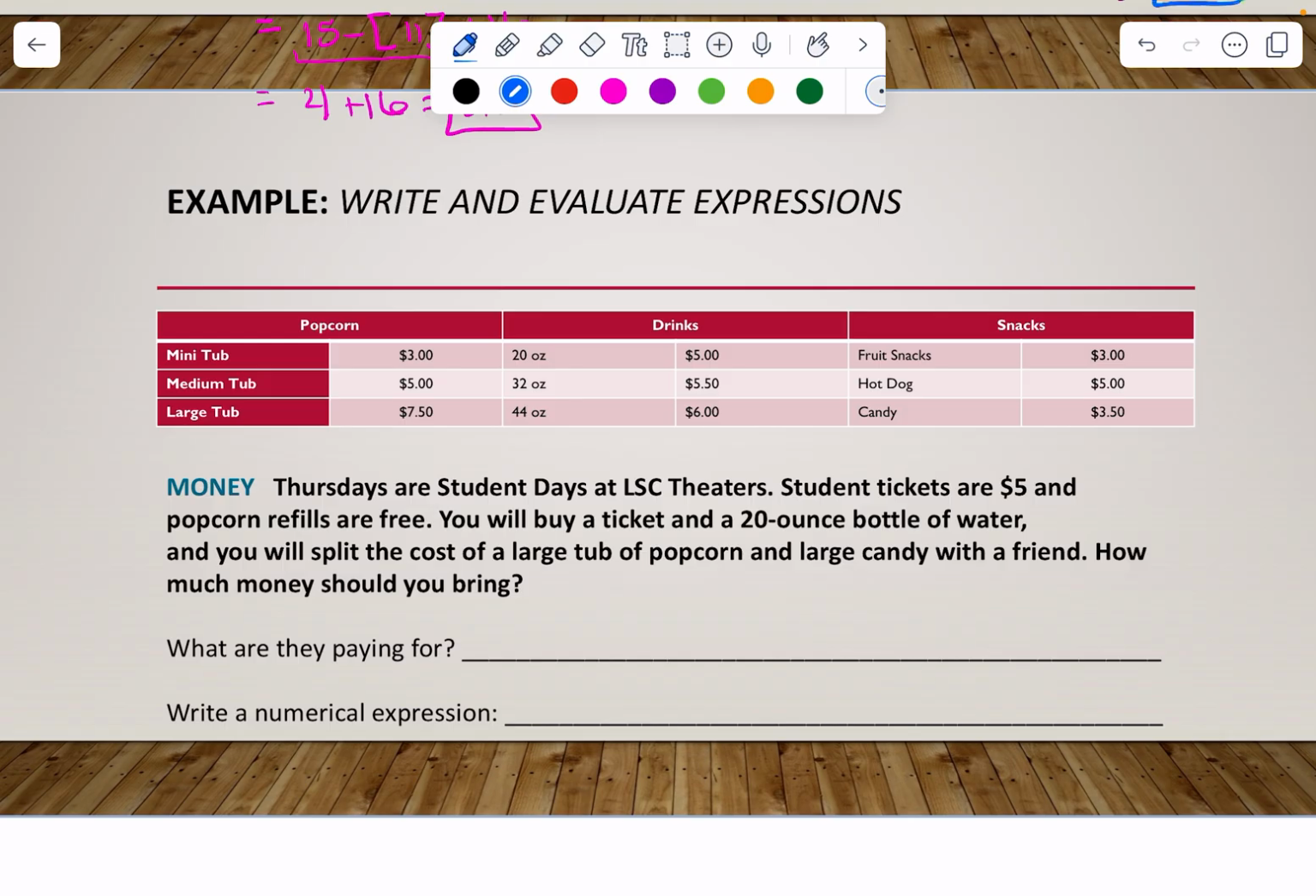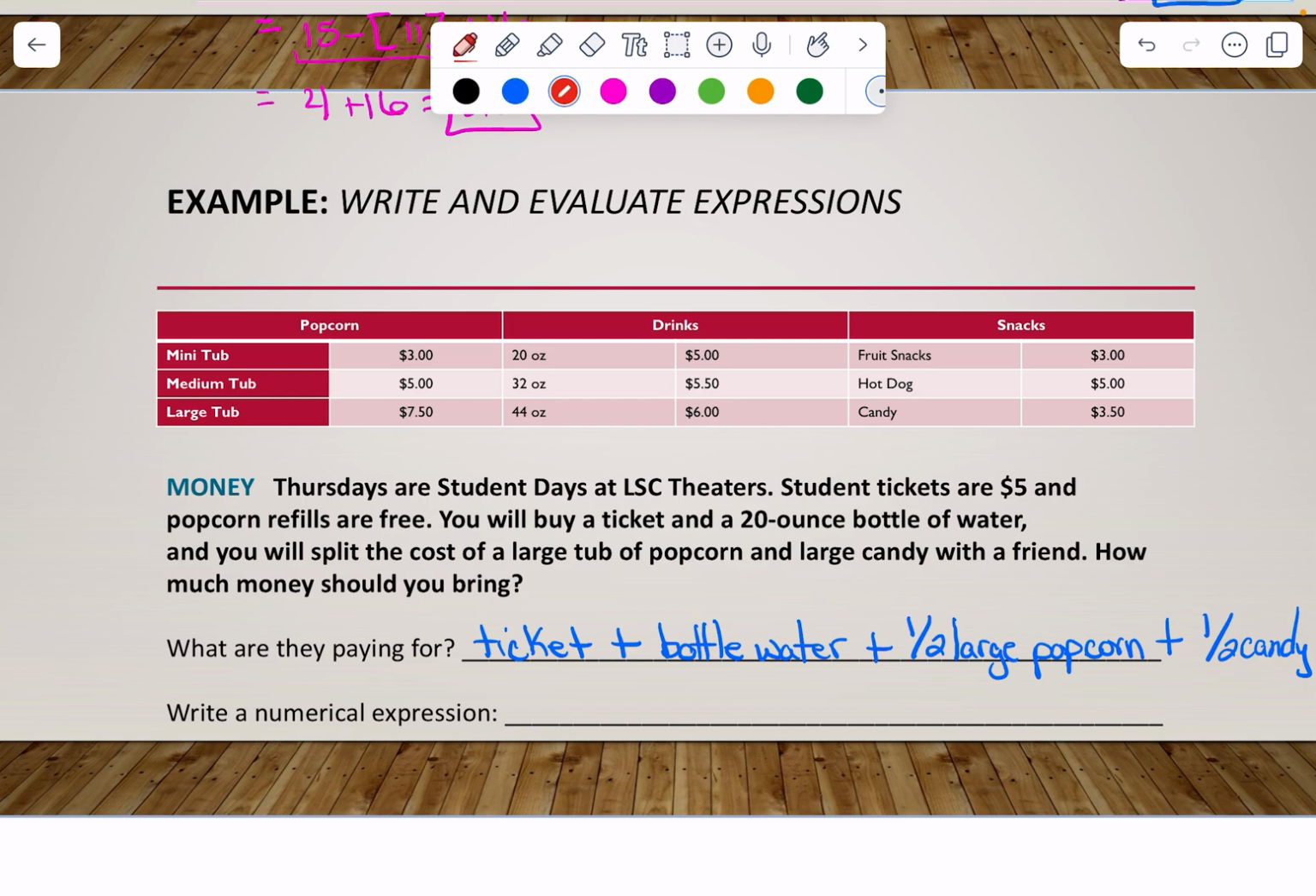So let's list out, what are you paying for? First thing we're paying for is a ticket. We're going to add that to a bottle of water. Then we're going to add to it half of a large popcorn. Plus half a candy. Okay, now we're going to write that into a numerical expression. So let's go through, put some numbers in here, and then we'll work it out.